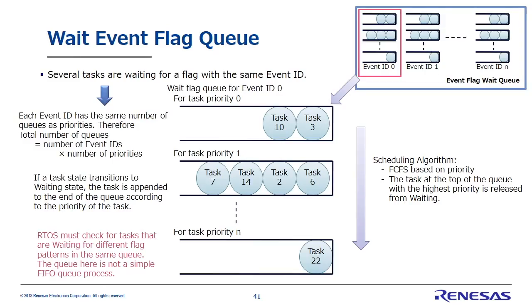Waiting tasks are enqueued in a wait queue, just like with semaphores. There are event flag wait queues for every event ID, just like with semaphores, and for each event ID there is a queue for every priority level. As a result, the number of queues is the number of event IDs times the number of priority levels. So again, just as with semaphores, it is necessary to implement multiple queues.